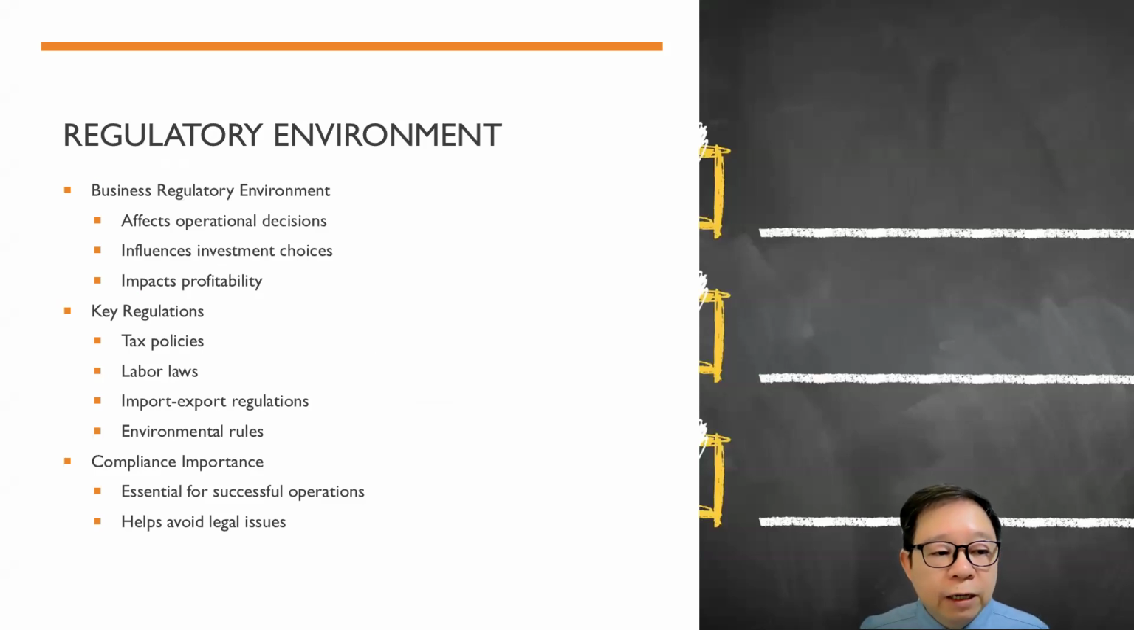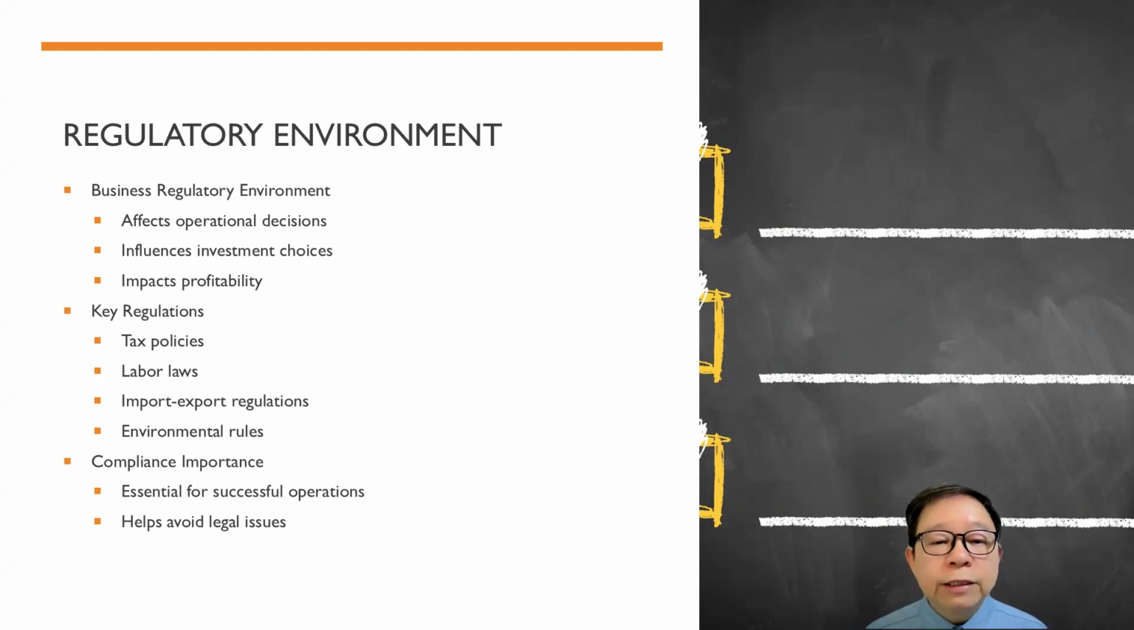The regulatory environment, right? The business regulatory environment definitely affects operation decisions. It will also affect our investment, and at the end of the day, it will impact profitability. So what kind of regulation does the country have? Before we go in, we need to look at the tax policy, the labor laws, and import and export regulation. For example, many countries now have import duties and tariffs, so it becomes very expensive to import certain products. The same thing, certain countries may have restrictions not to allow certain products to be exported. So that is what we call import-export regulation.